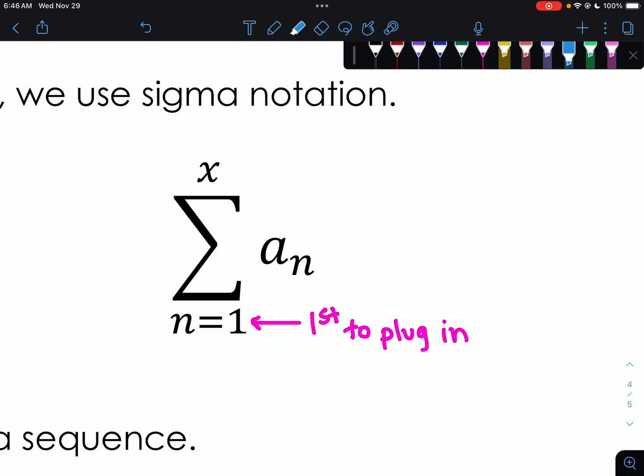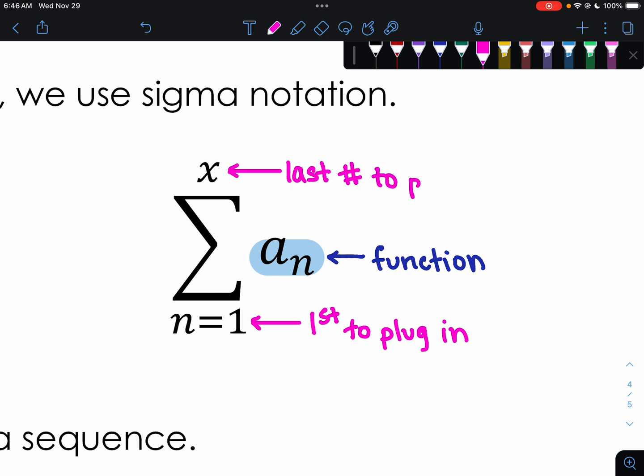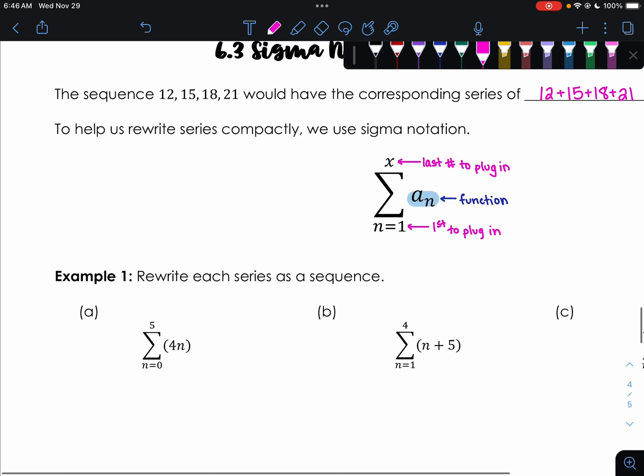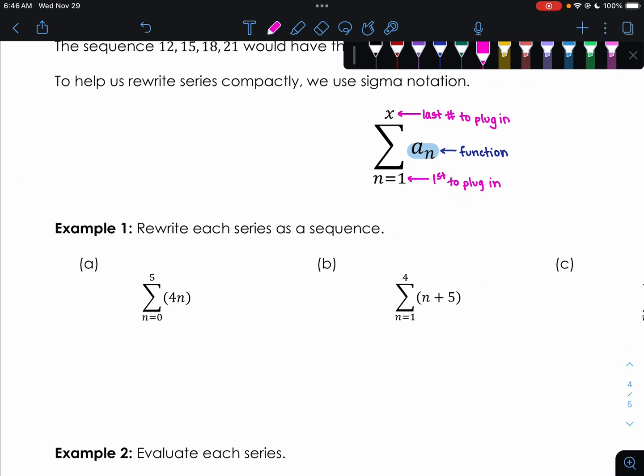Then what we're plugging it into is this piece right here, and this is going to end up being some function or equation. And we plug them in. And then this up here is going to be the very last number that you plug in. When you plug numbers into this function, it's going to give you the terms of the sequence that you would add up. So in our first example, we're going to rewrite each series just as a sequence to practice plugging in numbers.